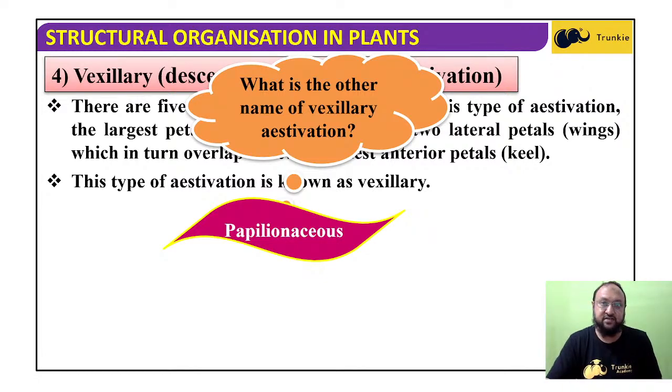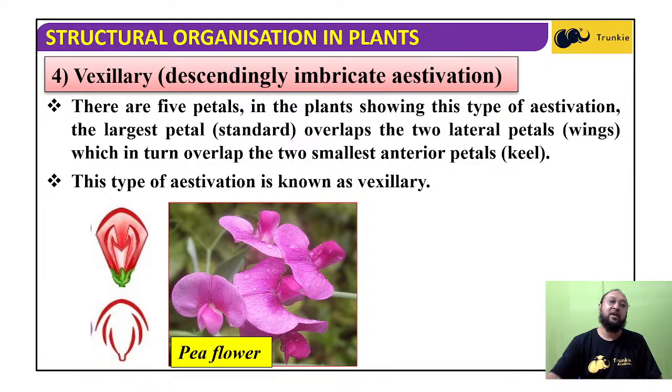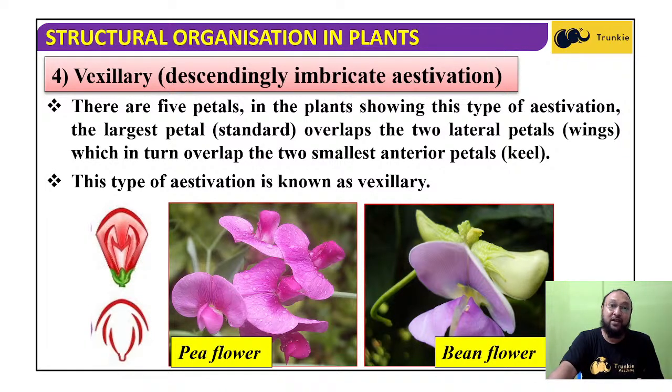Papilionaceous estivation. Okay, you can see here the standard, keel and wings. This is found in the pea flower. So one is a big standard which overlaps 2 other petals called wings, and those overlap the 2 smallest interior petals, that is called the keel. Okay, so this is a special kind of flower that is found in the pea plant, and in the bean flower also. So this is the kind of estivation called vexillary or papilionaceous imbricate estivation.